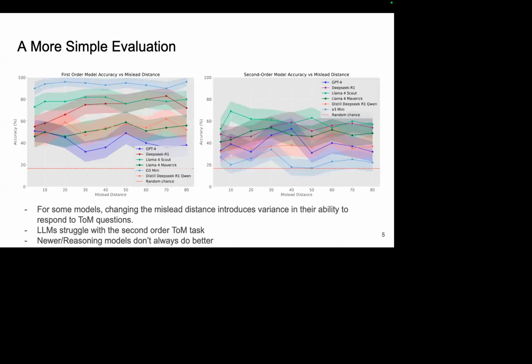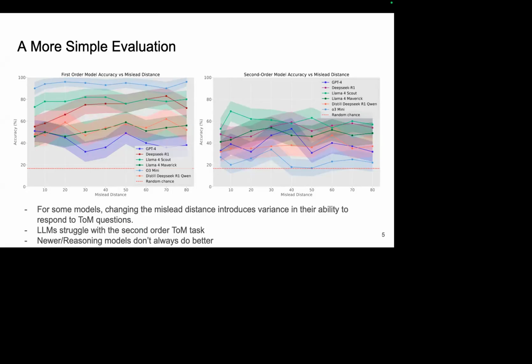Notably, some models do pretty well in the first order task. O3 mini pretty much aces it, but at the same time, you have models like GPT-4, which actually have a pretty varied performance across different mislead distances. You even see DeepSeek R1 do better as mislead distance increases, maybe indicating that it's better at tracking mental state changes and state changes that occur closer to the end of the story.